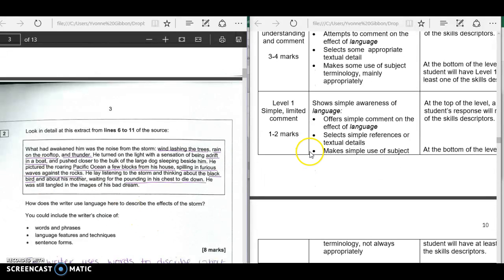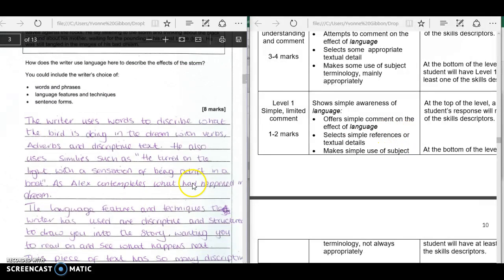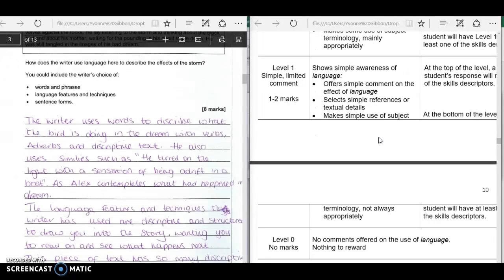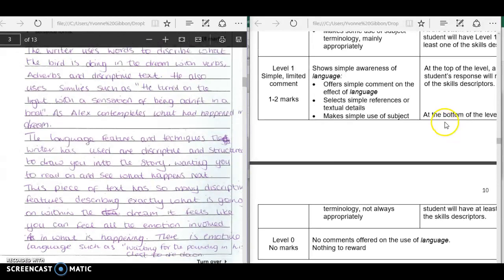So I think really you have given some simple comments on the effect of language, and you've given some quotes, but you've not been specific and you've not actually answered the question. So really, unfortunately, it's only going to be 1 out of the possible 8 for this question.